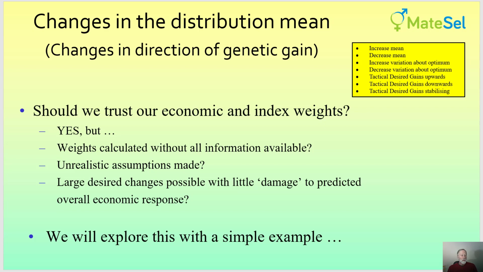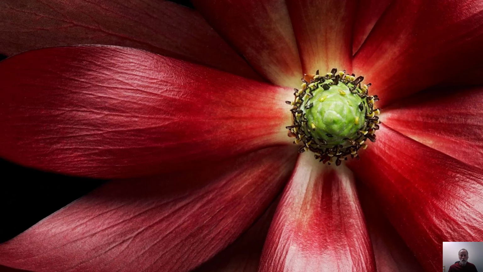Then we've got the possibility of unrealistic assumptions made, and we'll talk about linearity in the example coming up. Lastly, and probably most important, is that large desired changes may be possible with little damage to the predicted overall economic response. In MateCell, that's reflected in how close the solution is to the frontier. So we'll explore these last 2 components with a simple example.